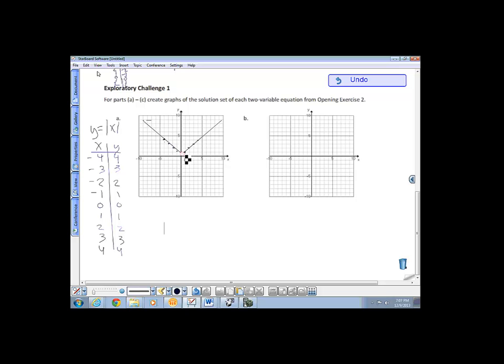Okay, a little better. All right, there's that absolute value. Of course, we'll label y equals absolute value of x. All right, and you can put these arrows there.